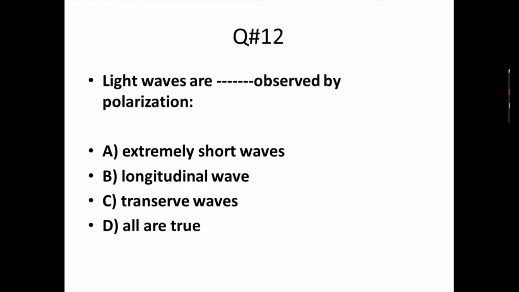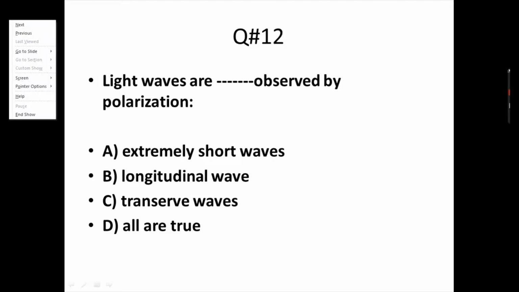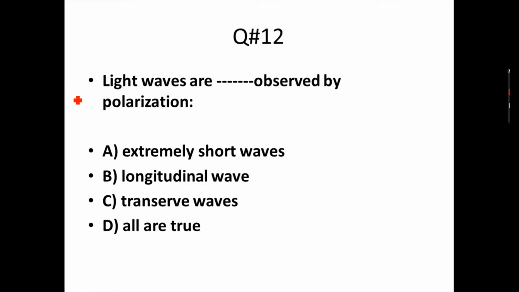Light waves are dash observed by polarization: extremely short waves, longitudinal waves, or transverse waves, or all are true. The right option is transverse waves. Light waves are transverse waves. This phenomenon of light is observed in polarization. Polarization phenomena confirms that light waves are transverse waves. The right option is C.